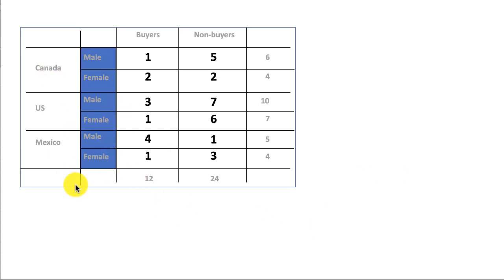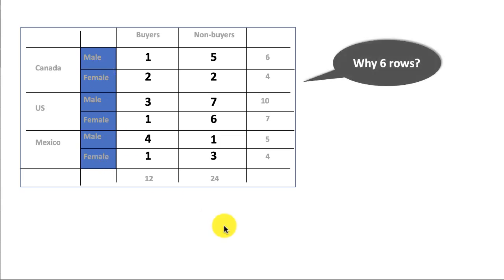Okay, so we've got this scenario. Earlier we talked about this. We had two predictors, country and gender, and given that we were able to calculate the probability of buyer and non-buyer. So the question is, why is it that this has 6 rows? That is because the country predictor has 3 possible values, Canada, US, Mexico, and the gender predictor has 2 possible values, male and female. If you put the two together, you get a total of 6 choices. There are 6 combinations possible of the predictor attributes. Remember, they have to be categorical in order to apply naive Bayes.